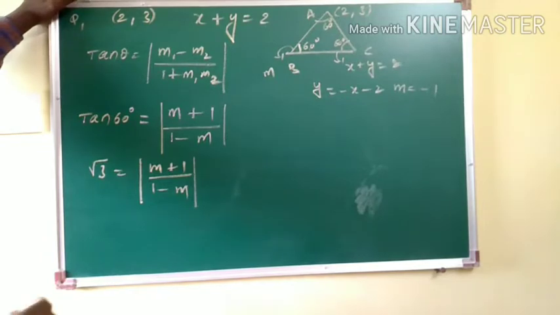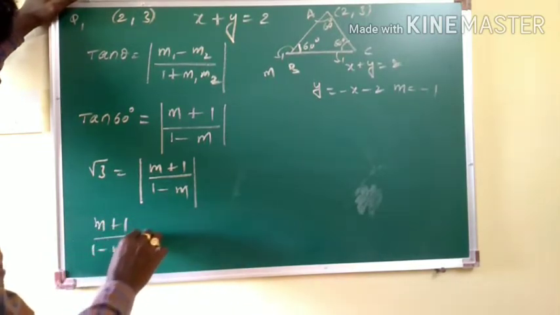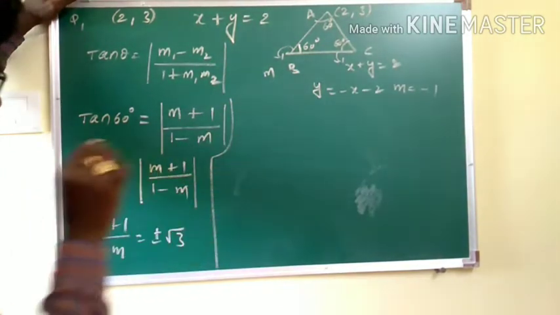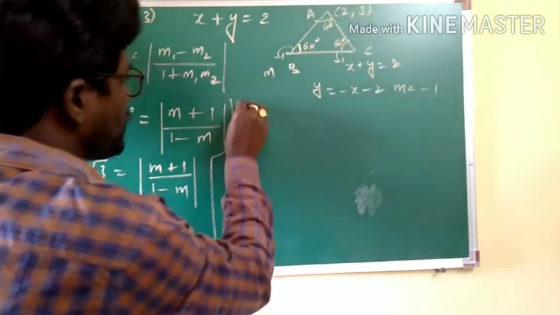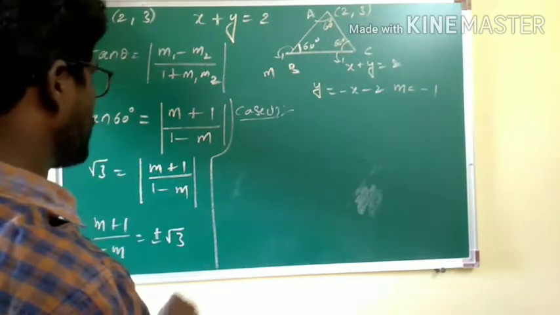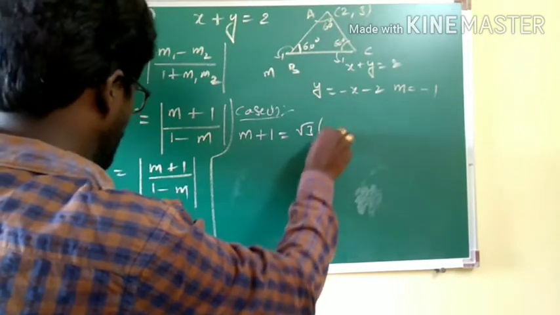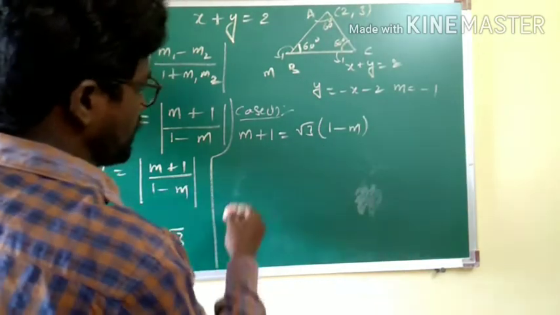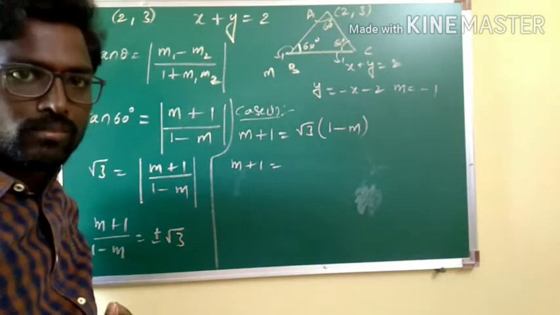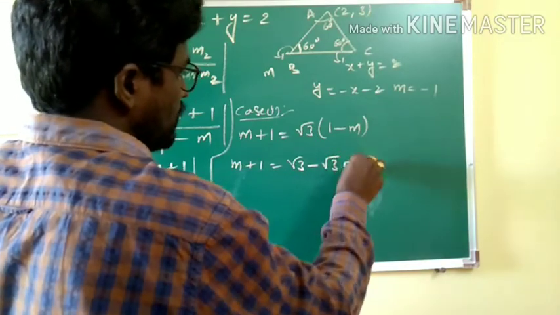Now, on eliminating the modulus on one side, what will I get here? m plus 1 by 1 minus m is equal to plus or minus root 3. Case 1: I will take plus root 3, so that m plus 1 is equal to root 3 into 1 minus m. Our subject is to trace out m. Therefore, what I am going to do? Root 3 minus root 3 m.